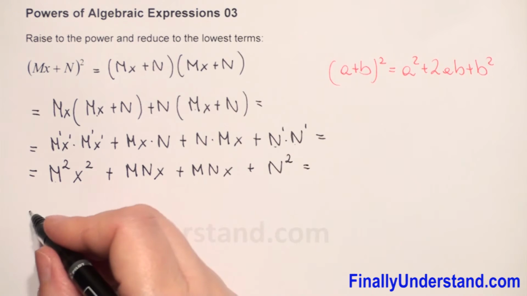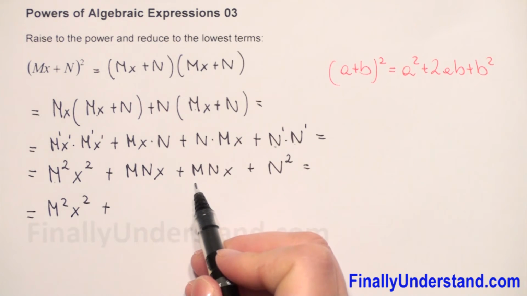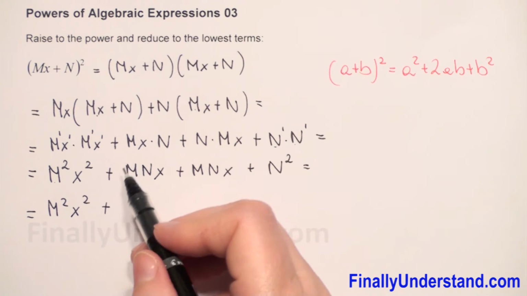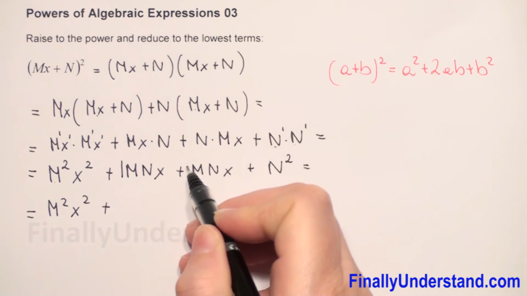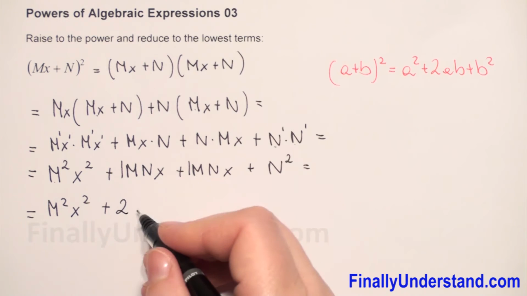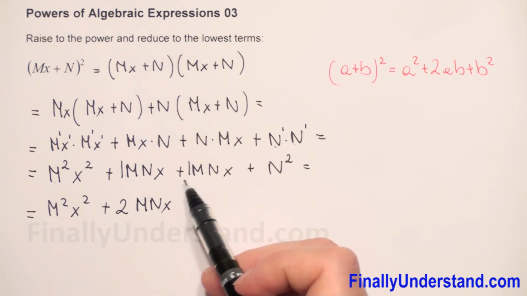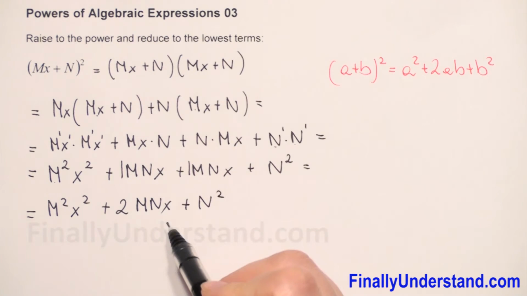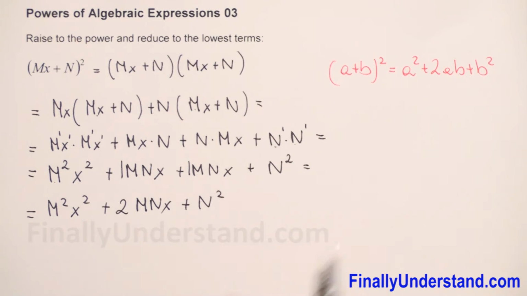So this is equal. We have m square x square plus, and we have the like terms: mnx, mnx. These like terms are positive, so we have a positive sign. When we don't have a coefficient, it's always an invisible 1, so we have 1 and 1. We just add these coefficients: 1 plus 1 is 2, and we have to rewrite whatever we have after, mnx. That's it. 1mnx plus 1mnx is 2mnx plus n square. This is my solution. But if you remember this formula, the solution is much shorter.